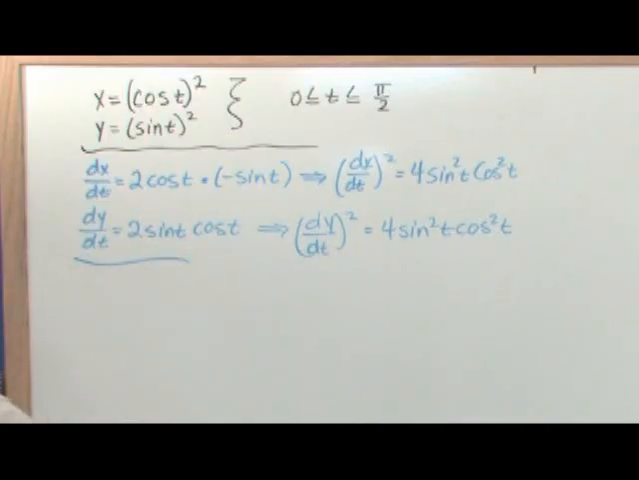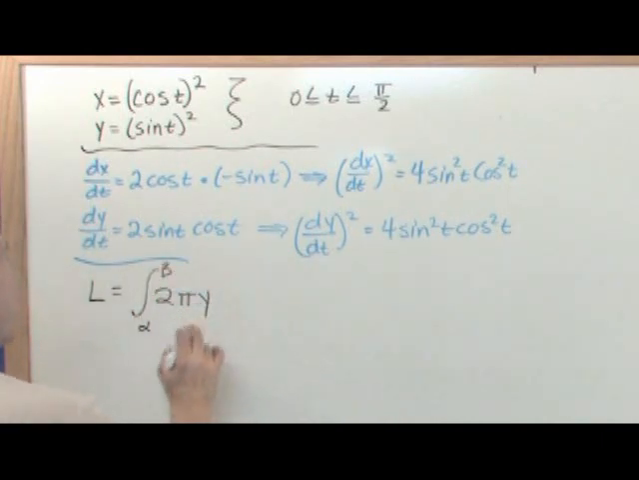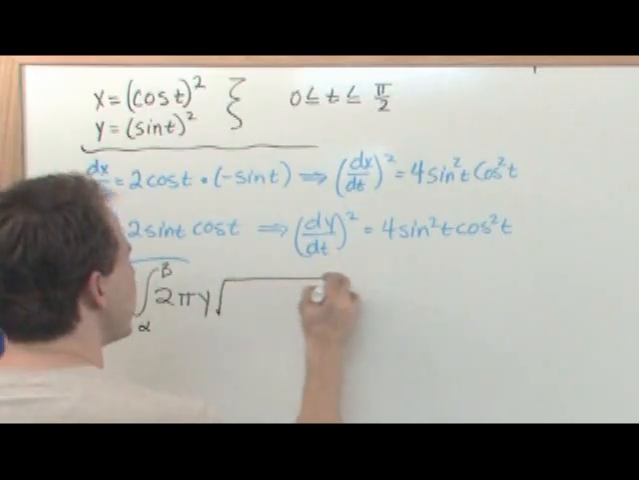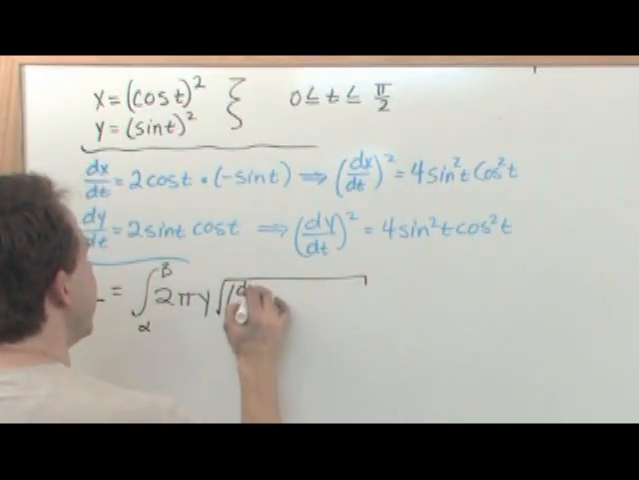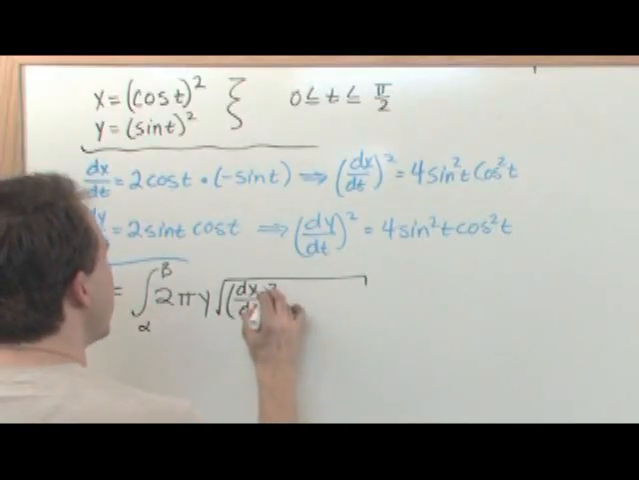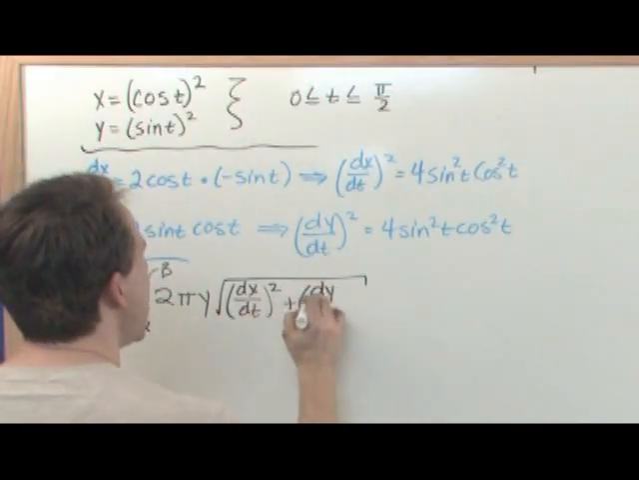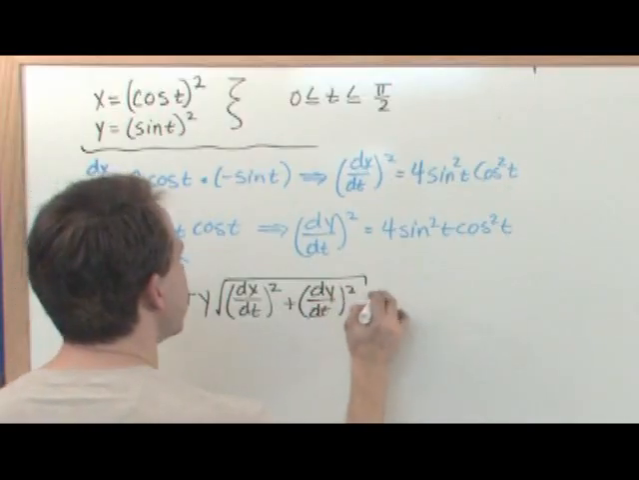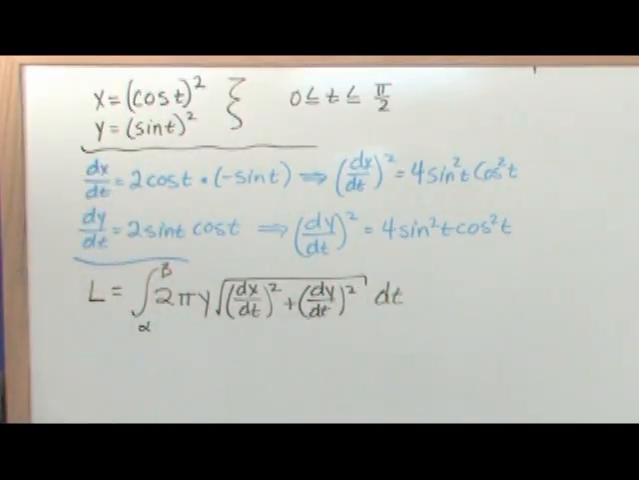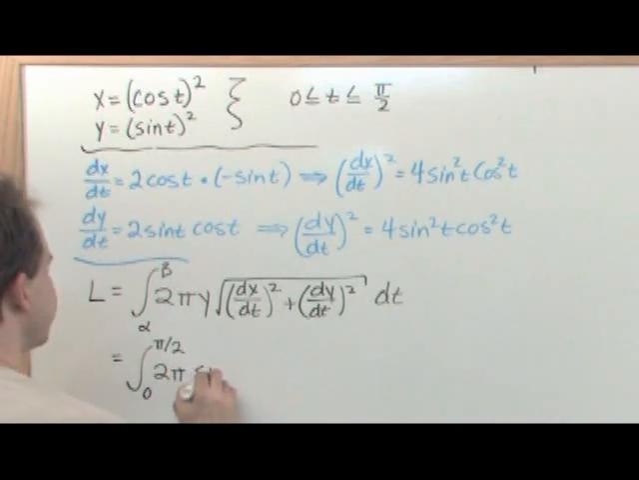Okay. Now that we have all the information, we're going to plug it in to our formula, which is integration from alpha to beta, 2 times pi times y times the square root of dx dt squared plus dy dt squared, integrating over dt. Now we have these things. We just calculated them, so let's go ahead and put them in. Integral from alpha to beta is 0 to pi over 2, 2 pi y. Y is given as sine squared of t.